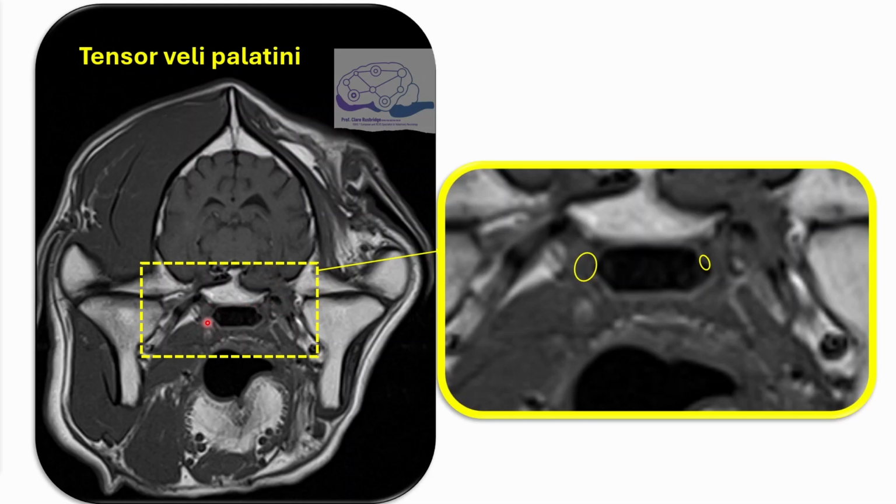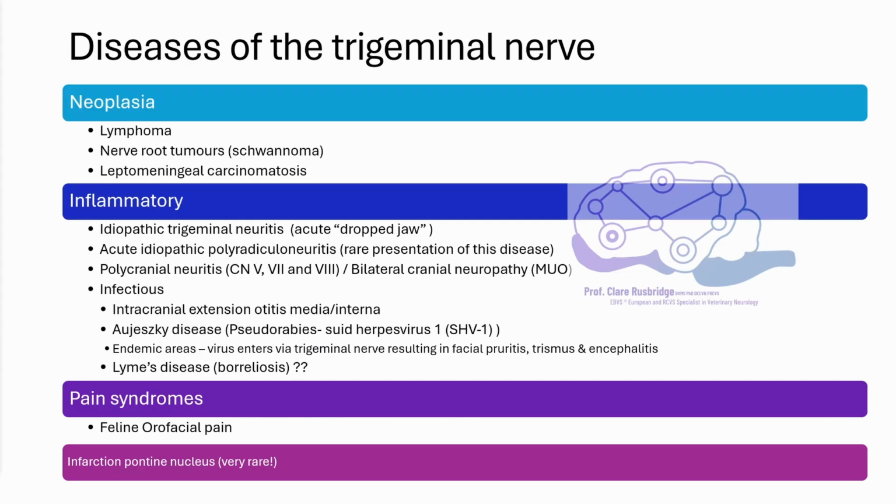And this is that same dog that we saw with the tympanic bulla effusion, and we can just see the normal side here, and this is the abnormal side, the normal side, abnormal side. So I want to talk a little bit about diseases of the trigeminal nerve, and there are actually not so many that we see, and you can really divide them into neoplasia and inflammatory. Of course, we also see pain syndromes, which I'm not delving into in this lecture.